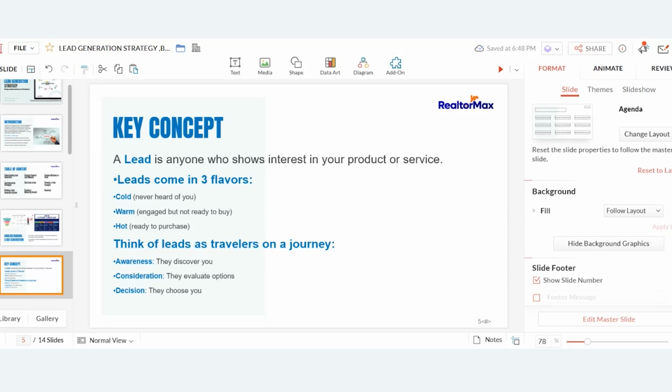Now, there are three flavors of leads, or three types of leads. Number one is cold lead, two is warm lead, and the third one is hot lead. Cold leads are people who have never heard of you before. When you come across people who don't know who you are, they are called cold leads. For example, you are selling land, and there are people who are actually interested in buying land, but they don't know you. They don't know your brand. They don't know your company. They are called cold leads.